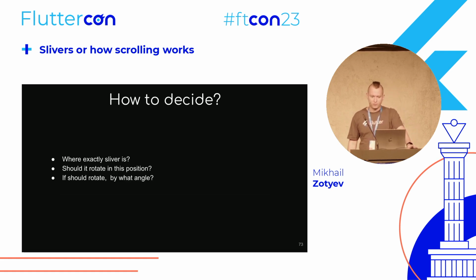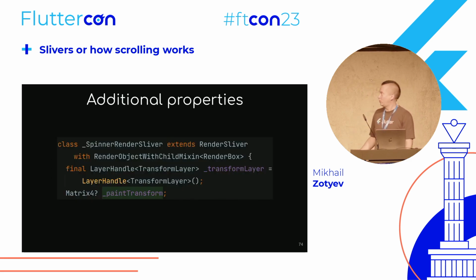First of all, we need to decide where exactly we are. And when we decide where we are, I mean the RenderSliver, we can decide based on this, should we rotate or shouldn't we? And if we should, we need to decide at which angle we should rotate. To hold all this decision, we need a few properties. First of all, paintTransform, Matrix4, which shows us our decision about the rotation: do we have this or not, and which exactly rotation. And the transform layer in which we will apply this rotation.